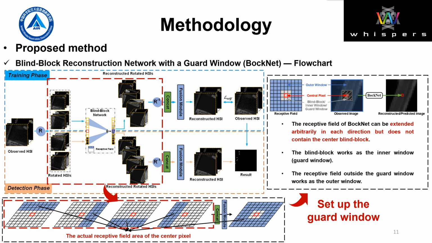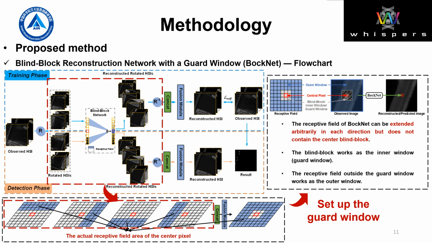Specifically, the receptive field of BockNet can be extended in each direction, but does not contain the center block. The center block can be regarded as the guard window, that is the inner window, and the receptive field outside the blind block is regarded as the outer window.